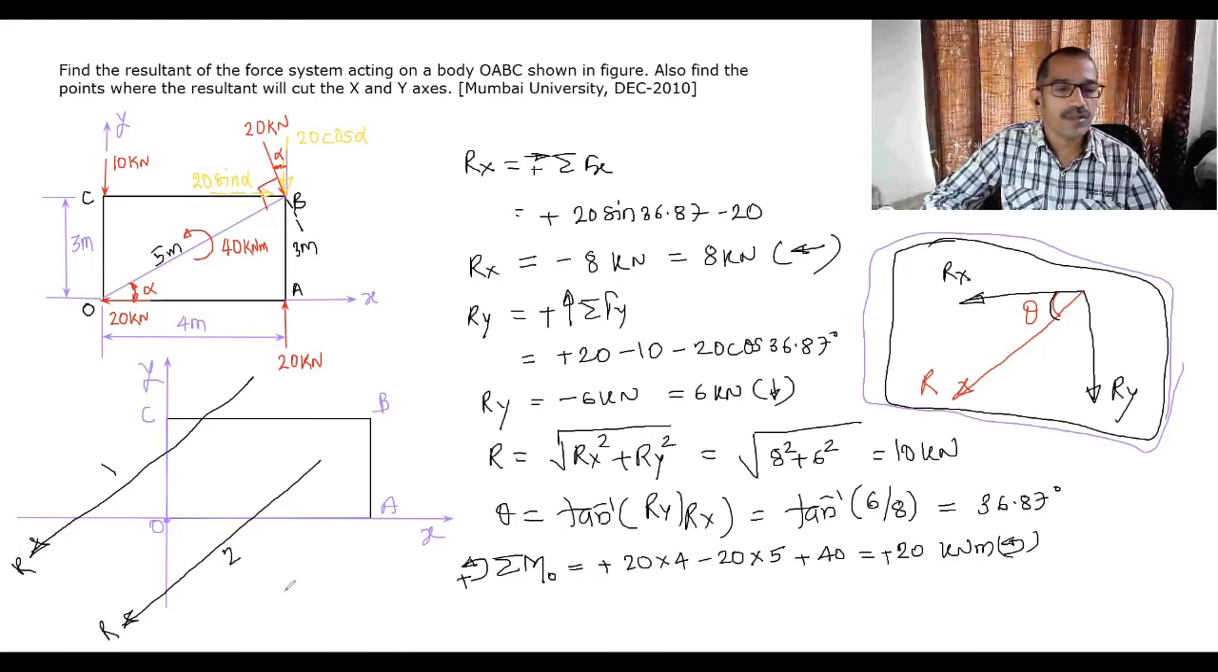Now, due to which resultant you must get, what is the condition? Sum of moment is what? 20 kilonewton meter anti-clockwise. Due to which resultant will we get anti-clockwise moment if we check? In case number one, if we apply this resultant force about this point with the perpendicular distance here, due to this R represented in case number one, the moment is anti-clockwise. But due to case number two, the moment is clockwise. Clear?